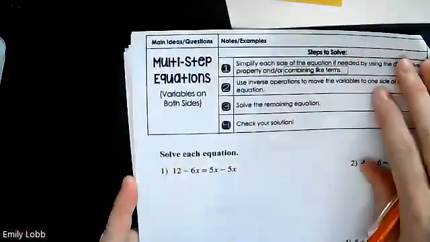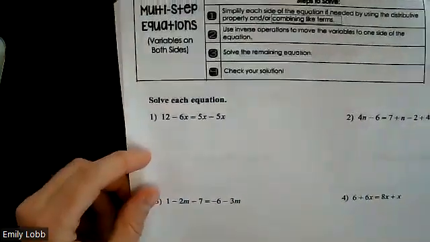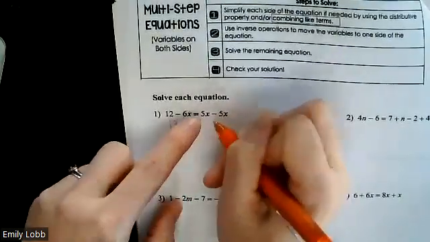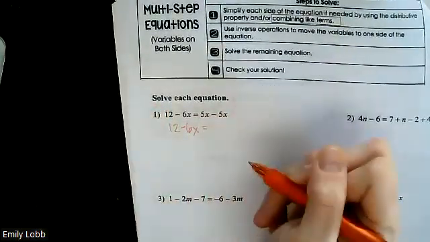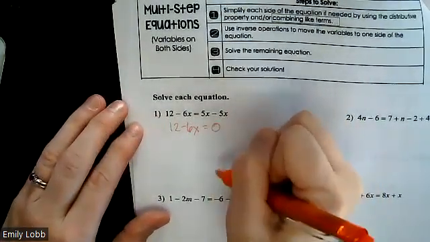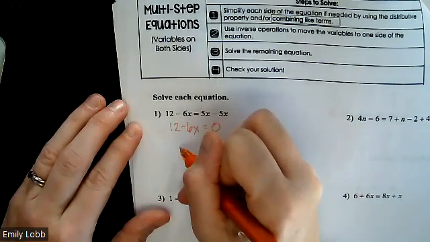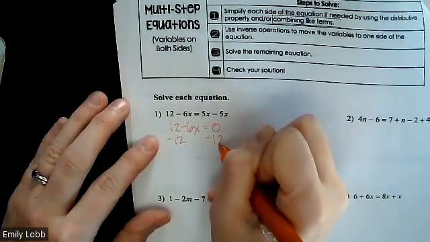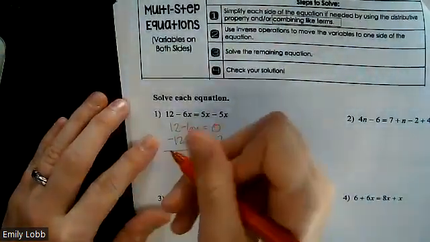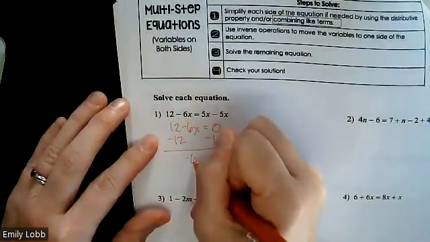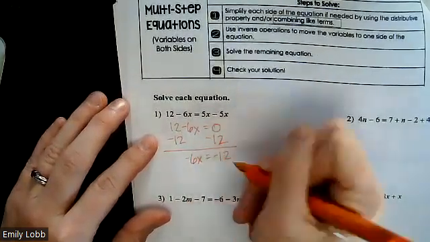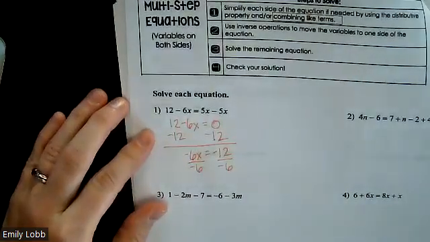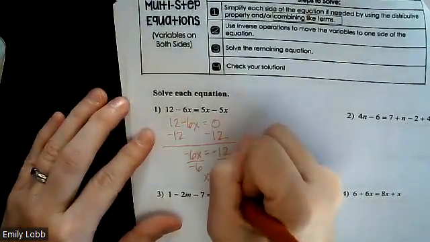So let's just quick review, combining like terms. So this side's already simplified, so I'm just gonna write it down. But what is 5x minus 5x? 0. So I would just have a 2-step equation. I would subtract 12 from both sides. This is page 24. So then I would have -6x is equal to -12. And I would divide both sides by -6. So x is equal to 2.